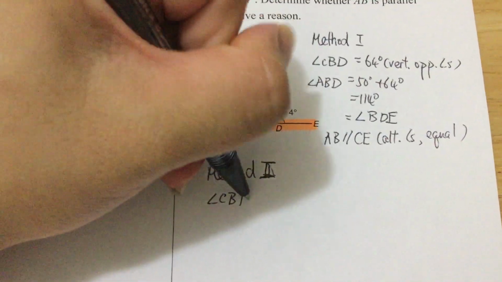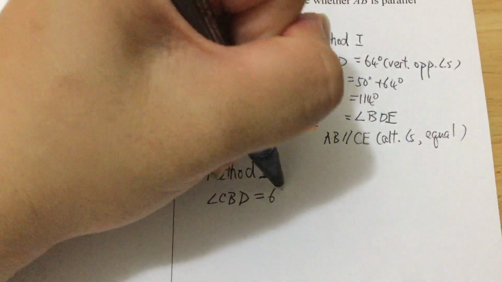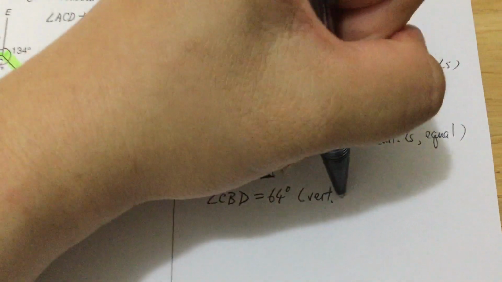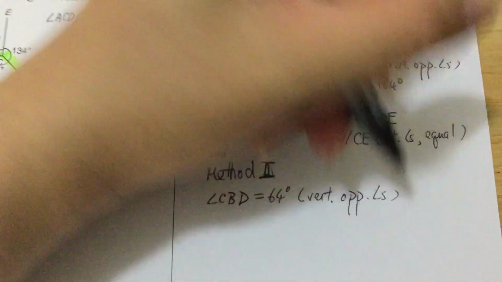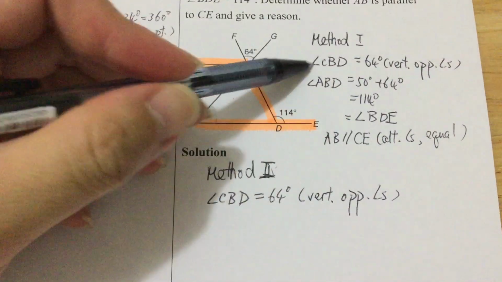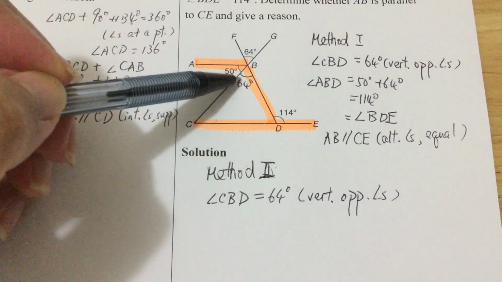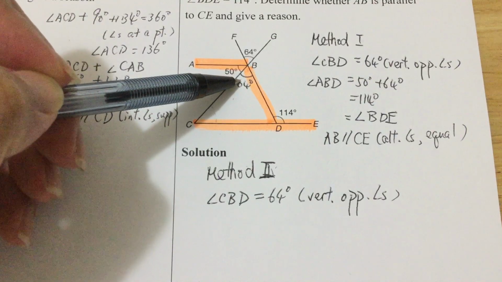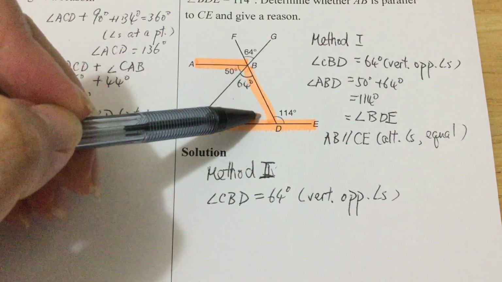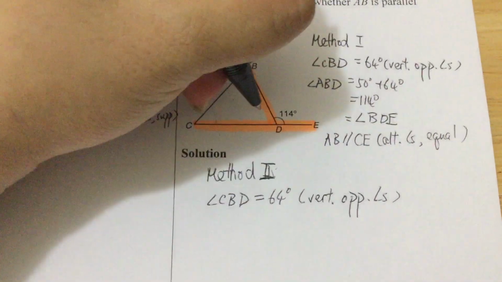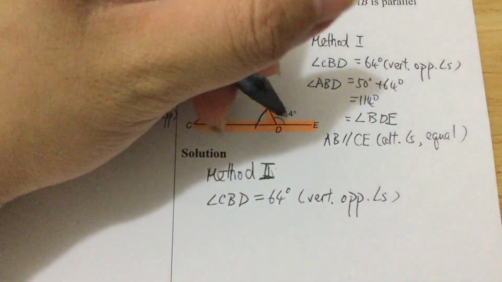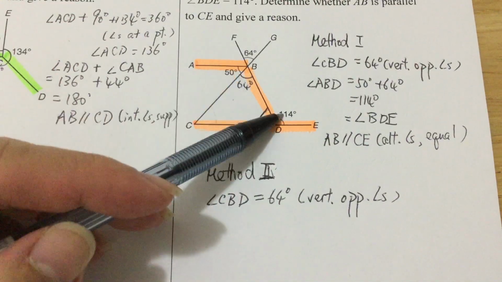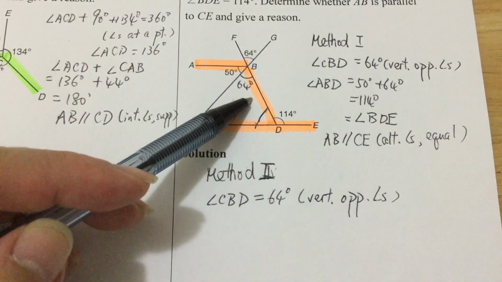So obviously, angle CBD is equal to 64 degrees. We must do it once again. This is called vertical opposite angles. Once again, for method 2, we must also find out this is 64. The second one I want to know is the angle of this one, which is equal to 180 degrees minus 114, because we know that this one is the adjacent angles on a straight line.